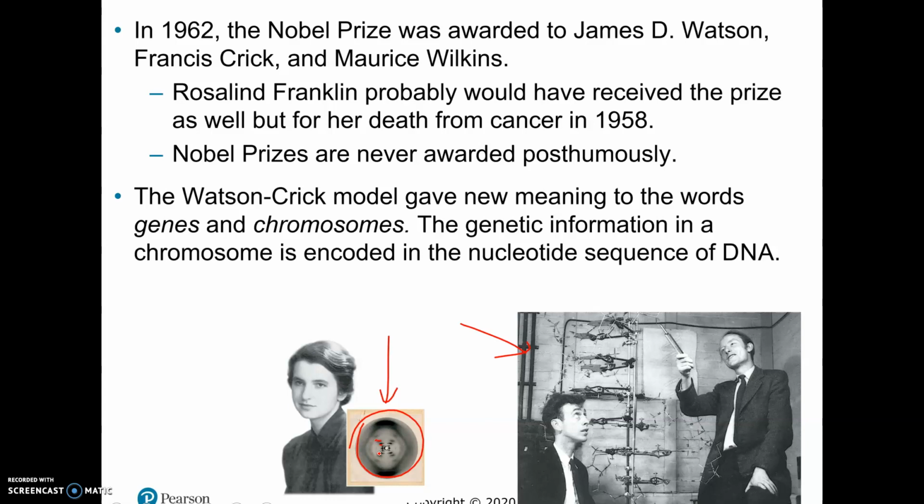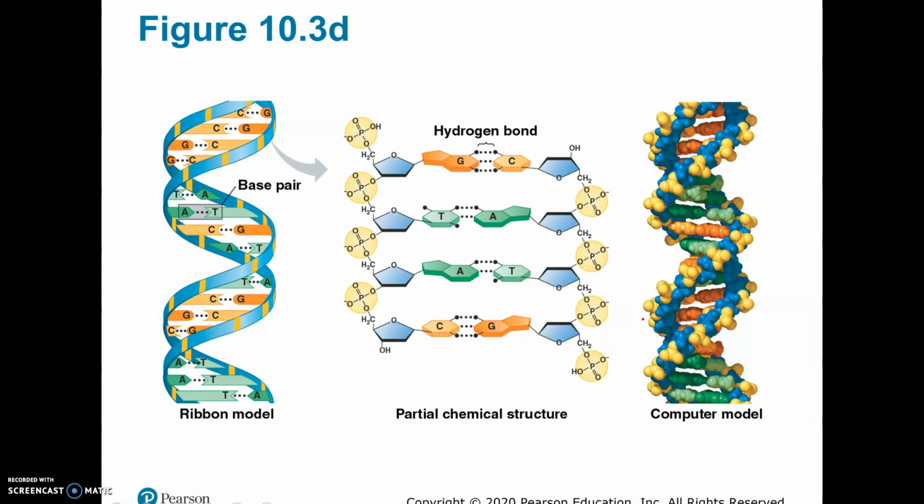Chargaff figured out that A was equal to T and G was equal to C. Wilkins worked with her, Maurice Wilkins. And bottom line, Watson and Crick, these two guys, they actually won the Nobel Prize, and this is the model that they built to do that. All right. And that's it.